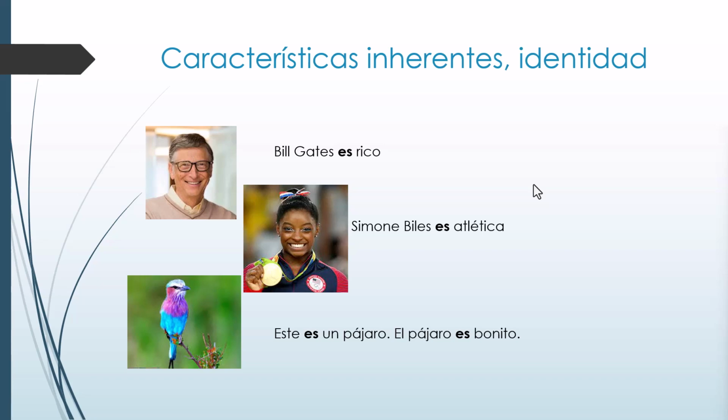So Bill Gates es rico. Again, that's probably in his case permanent. He has so much money, but you could imagine a rich person being poor some other time in their life, right? So it's not something that's always true or never changing, but it's clearly a good way to describe Bill Gates. Likewise, Simone Biles es atlética. She's athletic. Right? Este es un pájaro, right? That's just the identity of a thing. It is a pájaro. El pájaro es bonito, and we're just saying it's a beautiful bird, right? That's a characteristic of that bird is that it's beautiful.